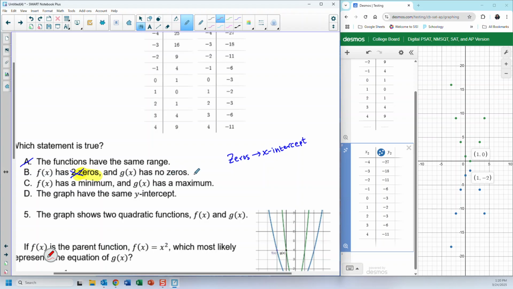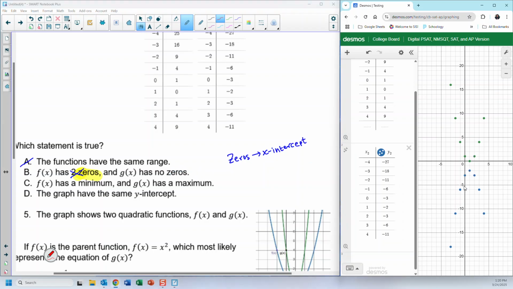And then g of x has no zeros. Well, it's true, g of x does not have any zeros because it doesn't look like it's reaching the x-axis at all. So this one is correct, but it's still not it because f of x doesn't have 2 zeros. It only has 1 zero.